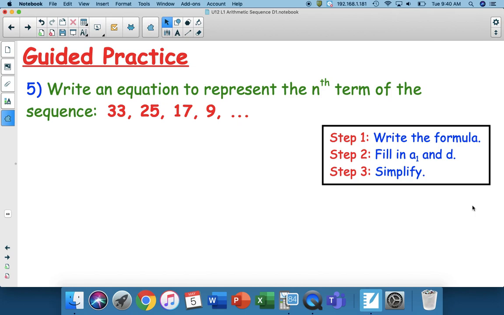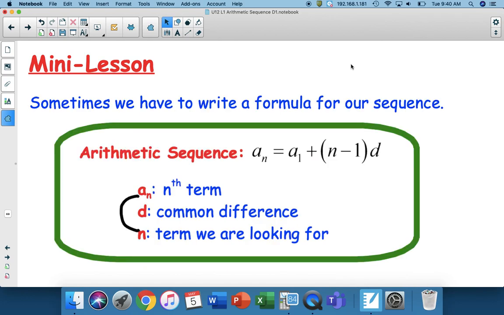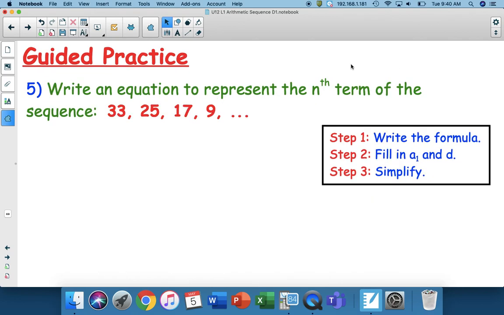All right, this one wants you to write an equation to represent the nth term of the sequence. So first thing we got to remember is our formula, all right? So let's go back there really quick just to make sure you guys have it, because I know some of you guys don't. So our formula, an equals a1 plus parentheses n minus 1 times d. All right, so that's what we're going to be writing here.